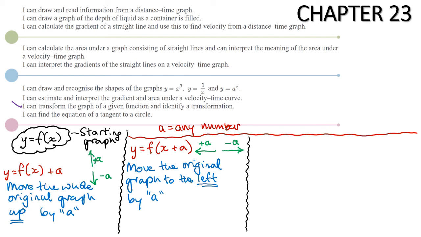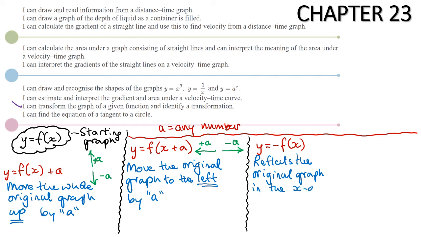Next, the next two are reflections, so they will reflect the graph. If I have y equals negative in front of whatever the graph that's given, the f of x, what this does is it reflects the original graph in the x-axis. That's basically your mirror line.